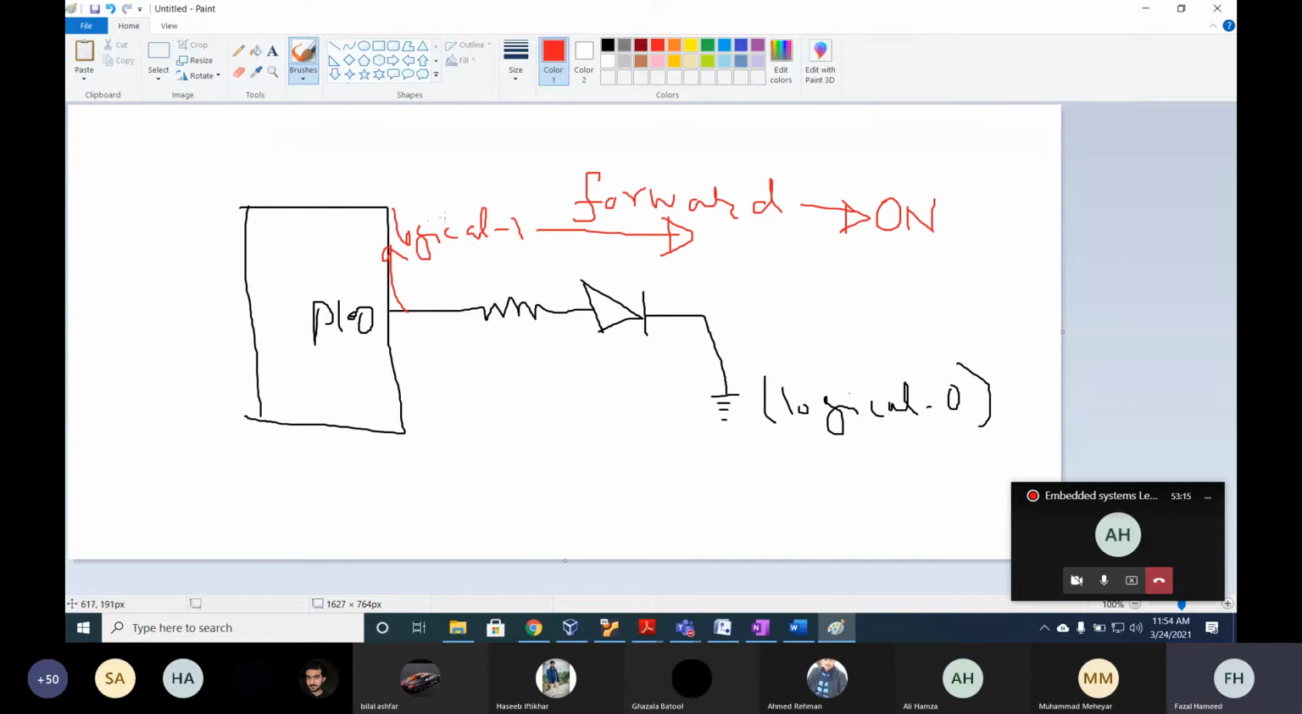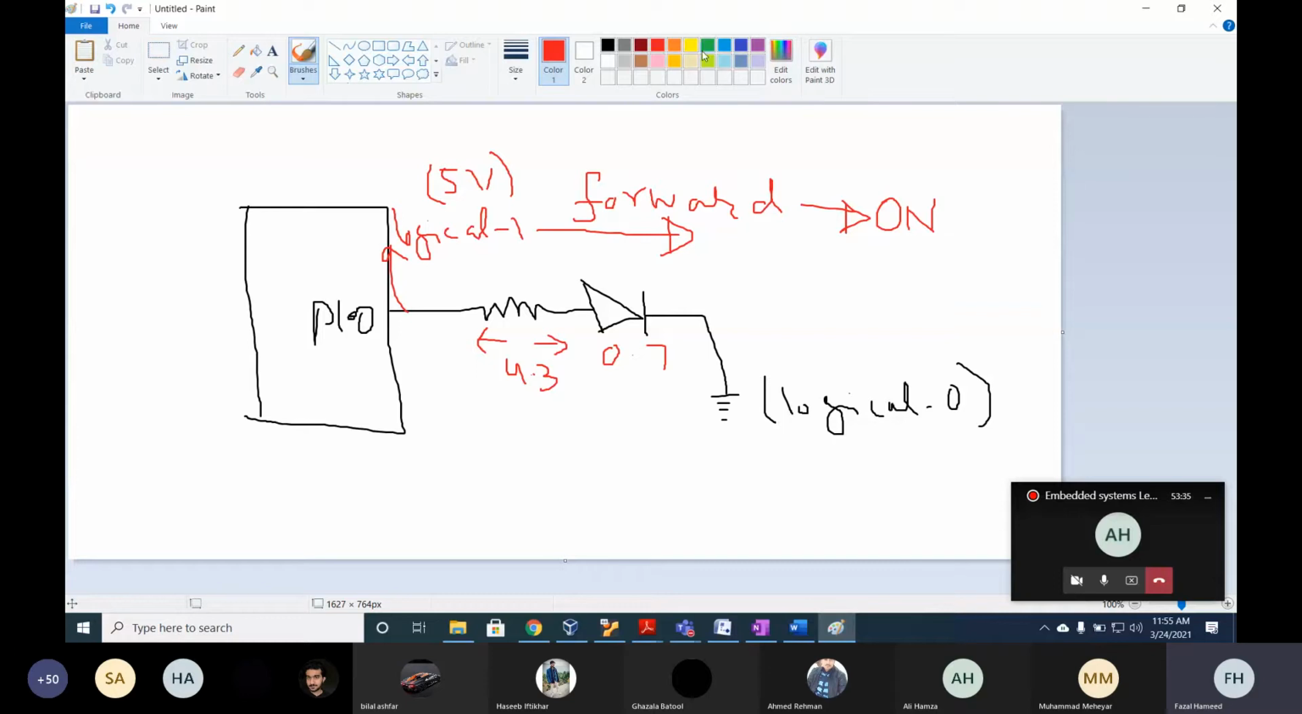Because logical 1. So logical 1 means, let's assume it is 5 volt. So a voltage difference will be created. Typically, the LED has a voltage difference of 0.7 volt. The remaining voltage difference will be across this resistance, and this voltage difference will be 4.3 volts. So 4.3 plus 0.7 is 5 volt. Okay? In this case, it's a forward bias.